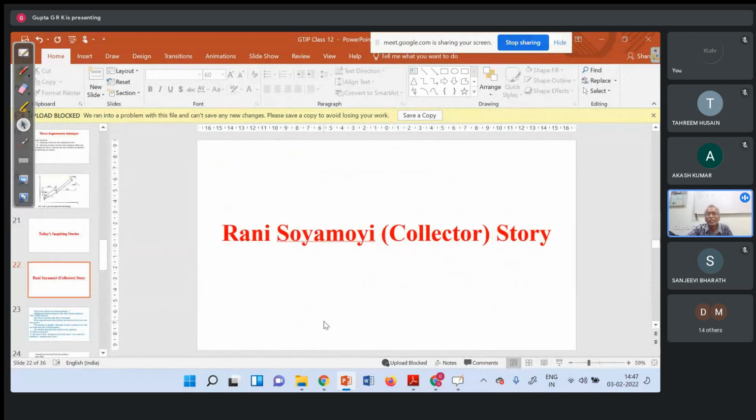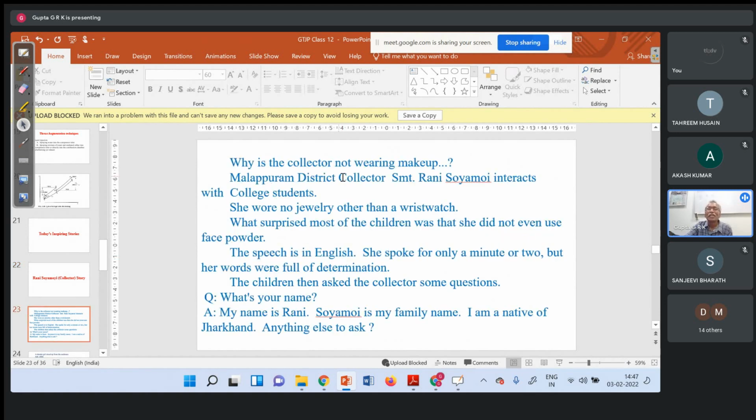Recently I came across this story of a collector. She is still there, Rani Soyamoi, and she goes to a school and talks with the kids there. She is very simple, down to earth. So why is the collector not wearing makeup? Malappuram district collector Srimati Rani Soyamoi interacts with college students. She wore no jewelry other than a wristwatch. What surprised most of the children was that she did not even use face powder. The speech is in English.